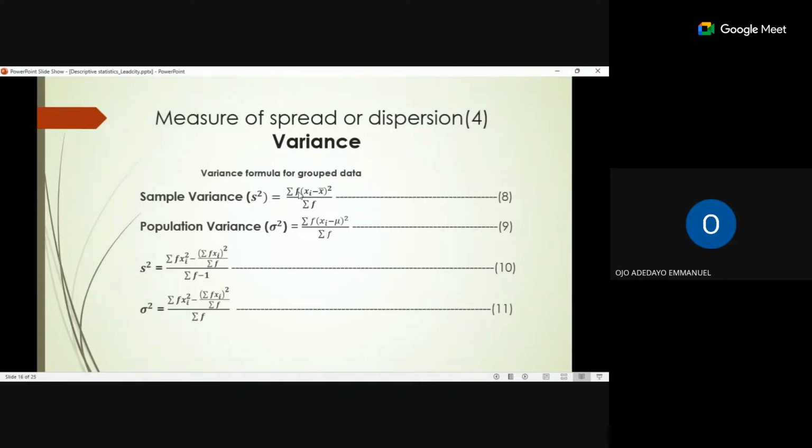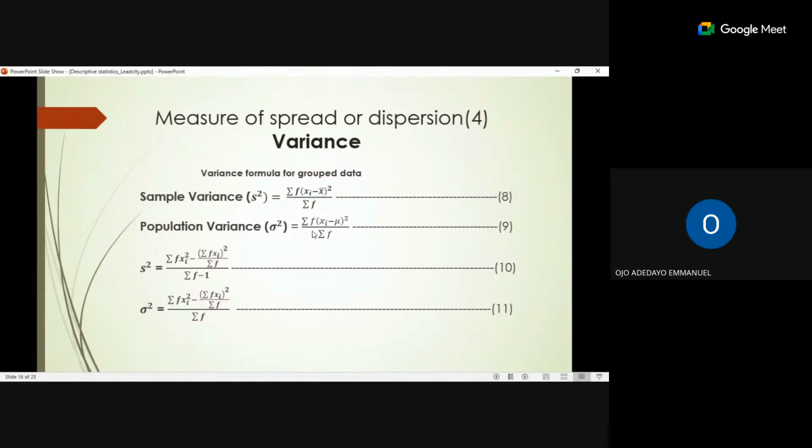That is when you are going to get what? F into bracket xi minus x bar all squared. So by the time you sum them together, we are going to have the summation f into xi minus x bar square, all over the summation f. Something is wrong here. Who can tell me? Can you come again, sir, please? What you just explained now, sample variance for group data. Okay, sample variance for group data.